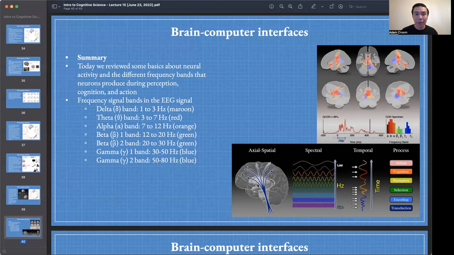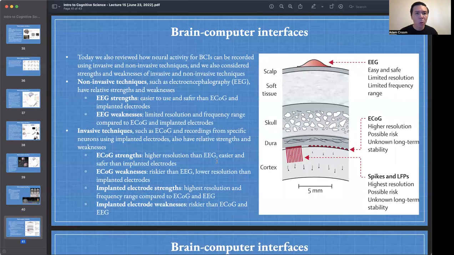We saw that the higher frequency oscillations are produced by lower level neural circuits, and the lower frequency oscillations are produced by higher level neural circuits. We also reviewed how neural activity for BCIs can be recorded using invasive and non-invasive techniques. And we also considered strengths and weaknesses of invasive and non-invasive techniques.